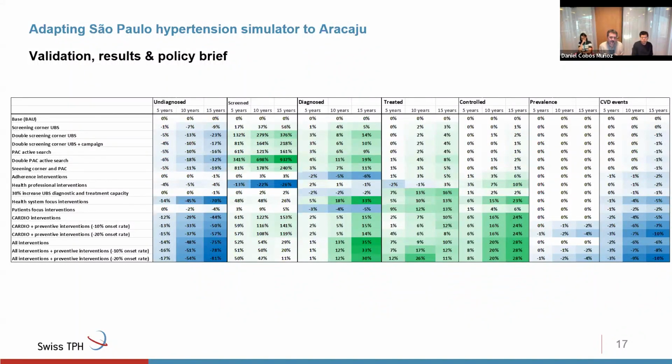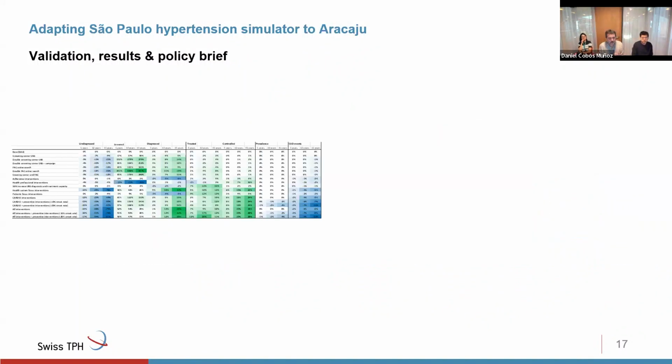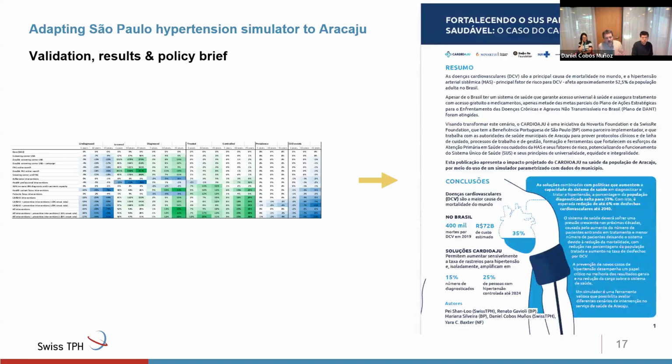But then if you click next, usually we need to translate this into policy documents that policymakers, decision makers will take and feed into the policy process. And this is the example of a policy brief that the team in Brazil did with the results of the simulator to inform the strategy in the municipality related to cardiovascular disease.